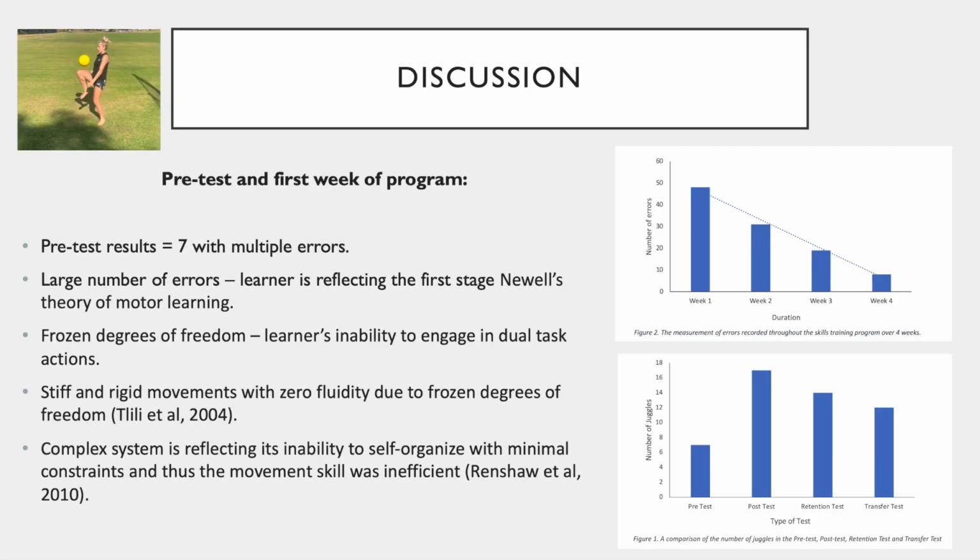Under the CLA, it is clear the learner was reflecting the first stage of Noel's theory of motor learning, evident by the large number of errors acquired in both the pre-test as well as the first week of the program. Due to the beginner nature of the learner, they were unable to engage in the dual task of readjusting their posture whilst juggling the ball with their foot or thigh, and thus the frozen degrees of freedom led to rigid and stiff movements when performing the skill.